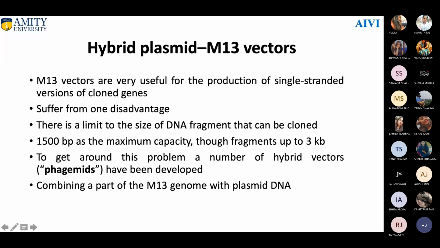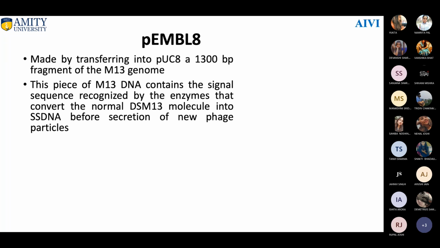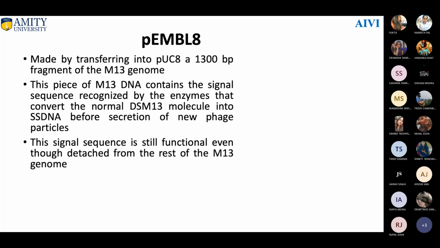To get around this, you go for a further modification, a hybrid vector that you are calling the plasmid. What you are doing in it is combining the M13 genome with plasmid DNA. If you combine these two, you are going to have the beauty of both. How did you do it? This plasmid was developed by mixing the M13 genome with pUC8. pUC8, you all know that.